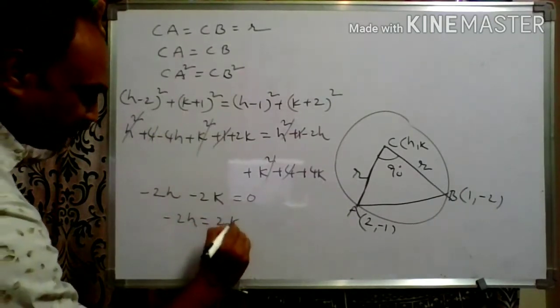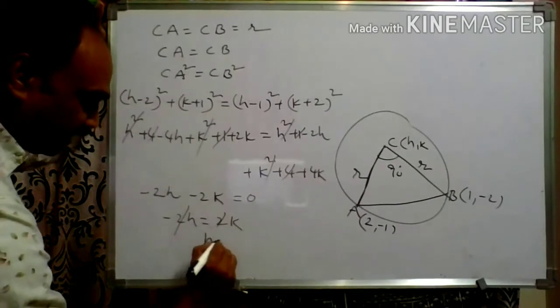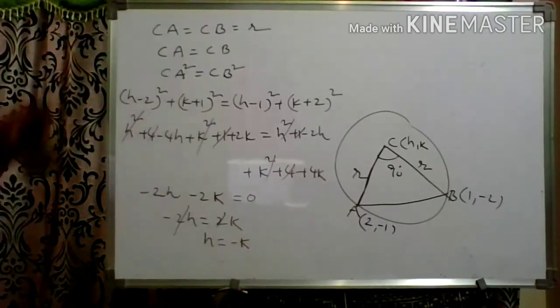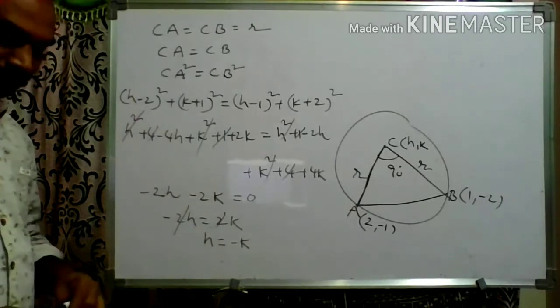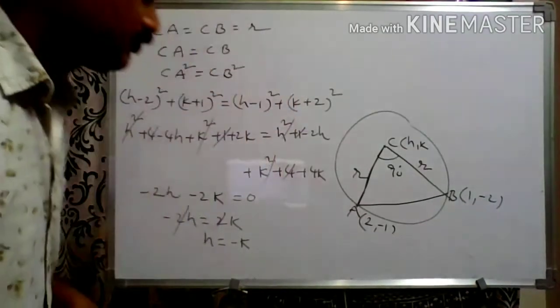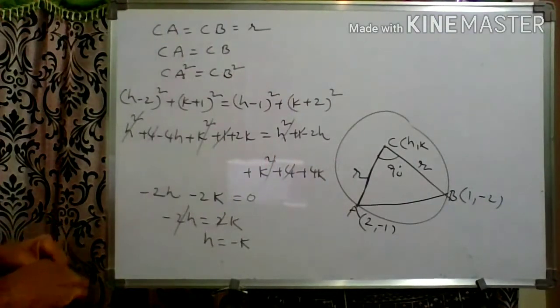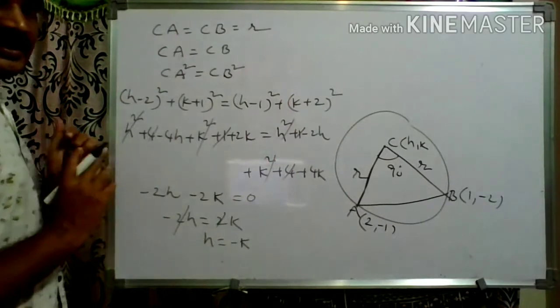Minus 2h is equal to 2k. So 2 gets cancelled, h is equal to minus k. H is equal to minus k.